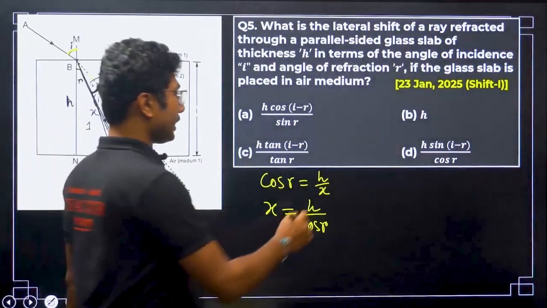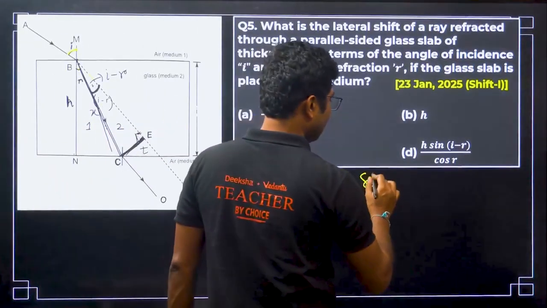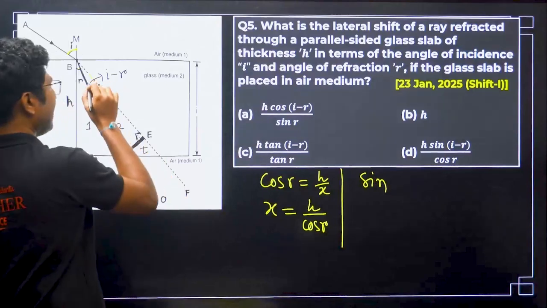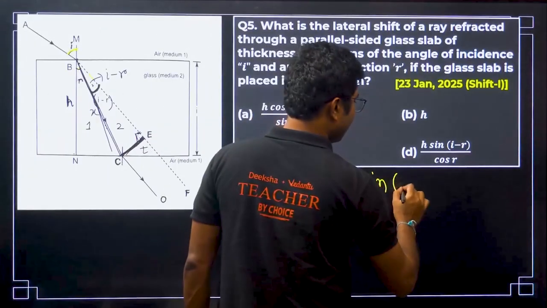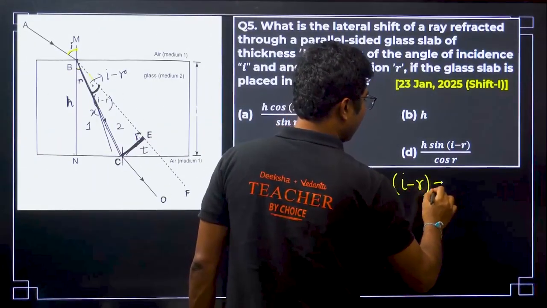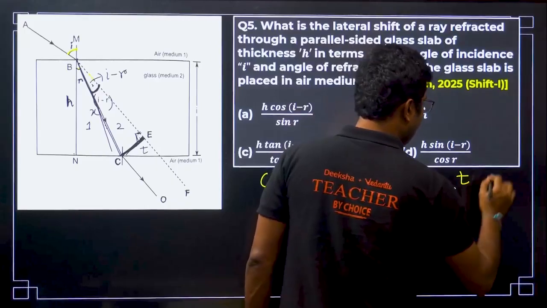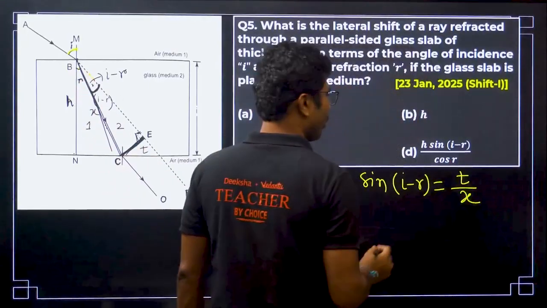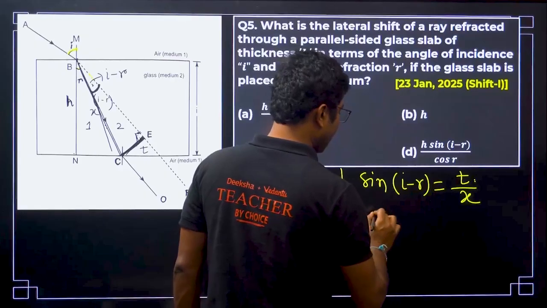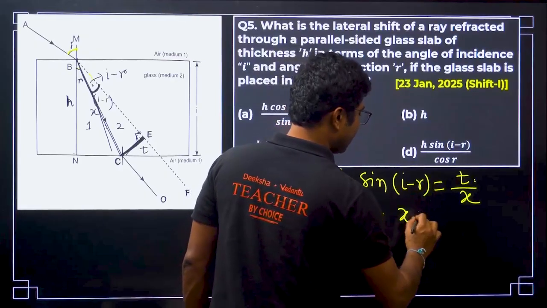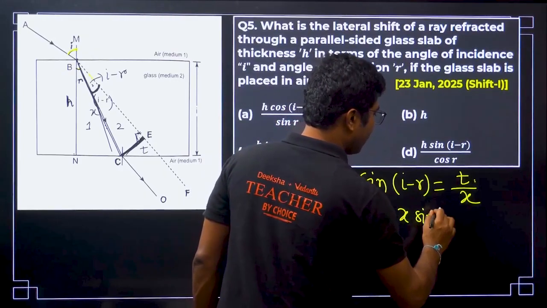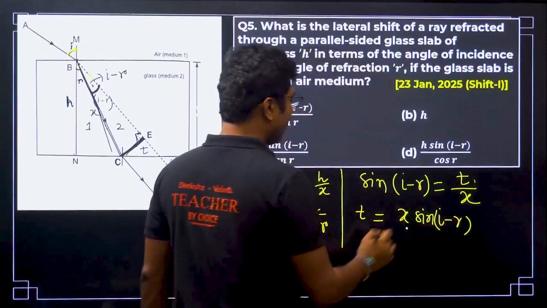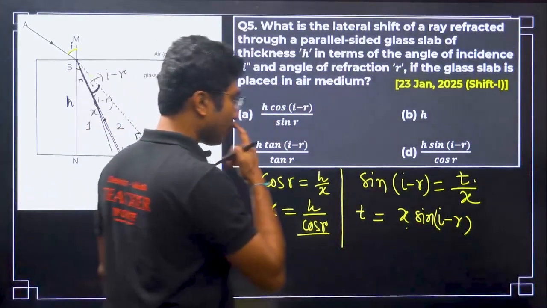In case of opposite angle, the function that we will consider is sin theta. So sine of this angle I minus r equals perpendicular, which is t, divided by hypotenuse. Hypotenuse is x in this case. So from here we can find the value of t. T equals x sine I minus r. So what is the value of x? We have also calculated the value of x as well.